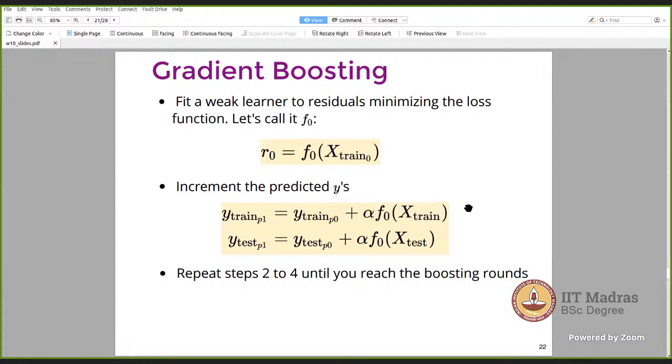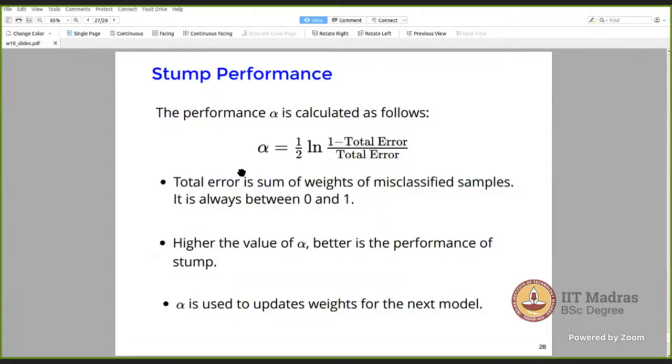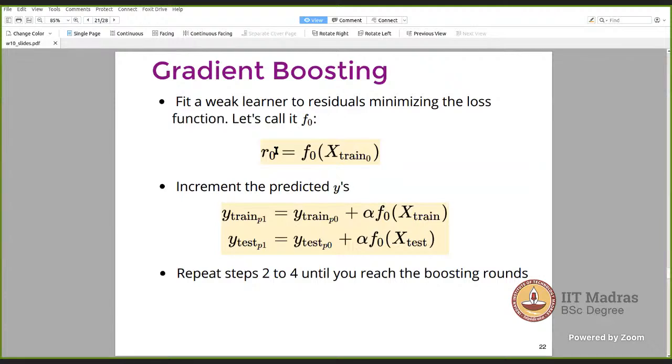No, this is not importance here. See, alpha in AdaBoost is the importance. But alpha in gradient boost is not the importance. It's just to handle overfitting. So whatever the subsequent models tell us, we'll take a fraction of that only. This alpha is not the importance. This is how much we want to take from each model. This is not at all the performance of these models.